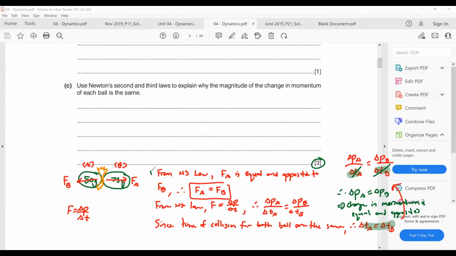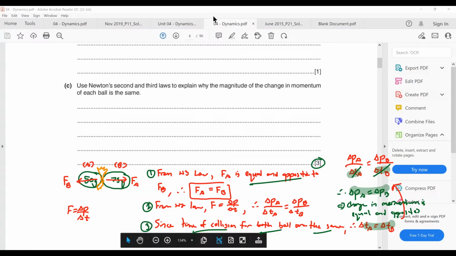Usually you would have three marks for this kind of question. Your first point will come from you explaining that the forces are equal and opposite. Your second point will come from Newton's second law, you saying that force is actually rate of change of momentum. And then your third point will come from, since the time of collision for both balls are the same, you say that delta TA equals delta TB, they will cancel out, therefore giving you this. Your momentum change for both of the objects are actually equal and opposite. This is one way of looking at it.